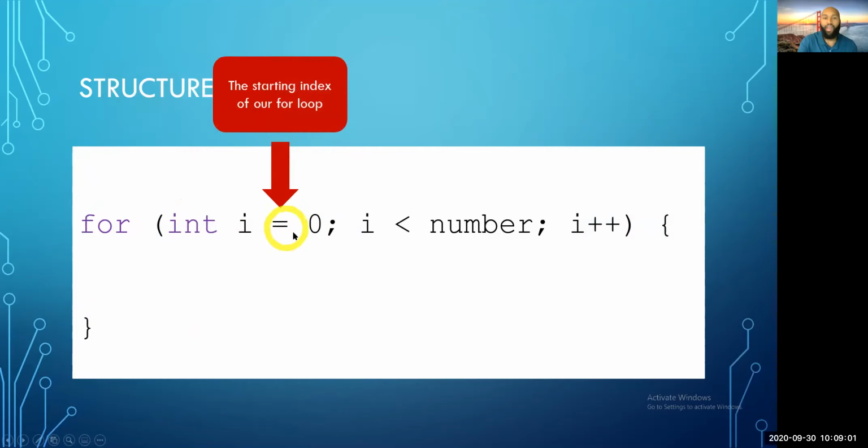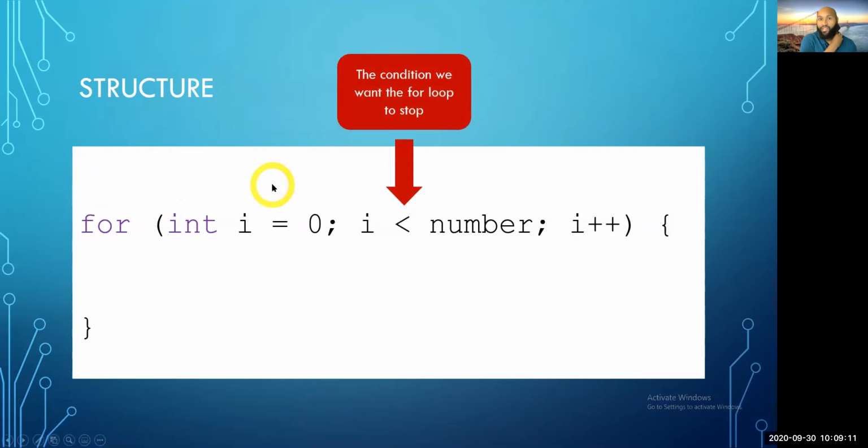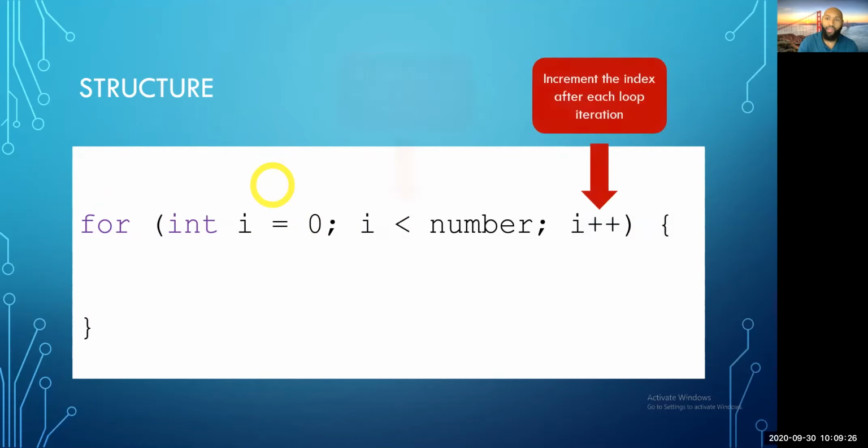We're starting at i equal to whatever the first index we want. We can set this equal to 5. We can set it equal to 10. Right now, I'm setting it equal to 0. And then we have our condition. We want the loop to stop, right? Say, for example, I have i equals 0, i is less than number. If I set number equal to 10, this loop will occur 10 times. And then I have i++, so each time I want to increment i.